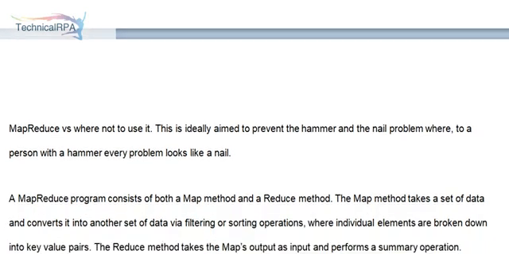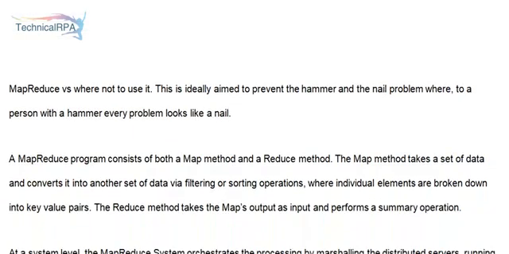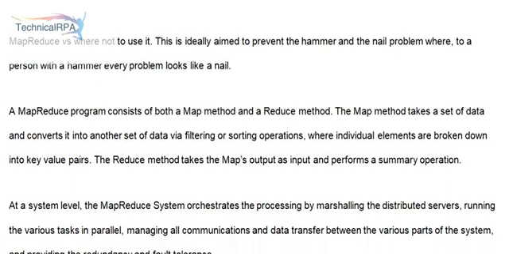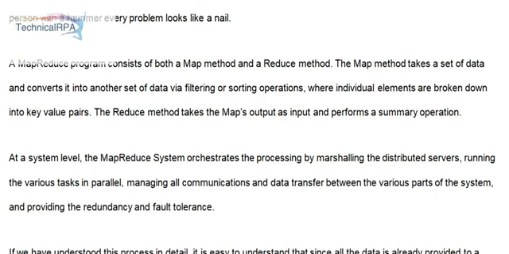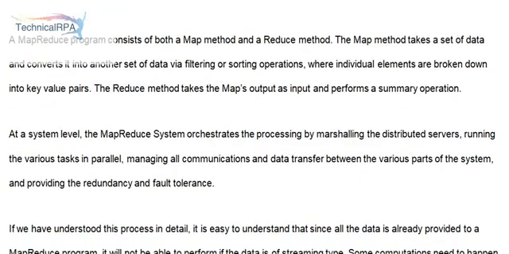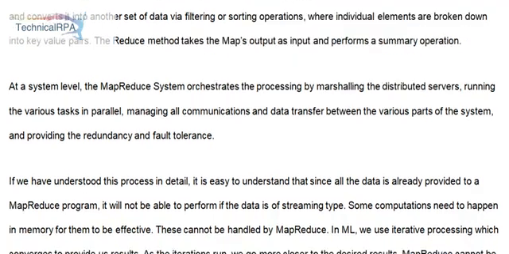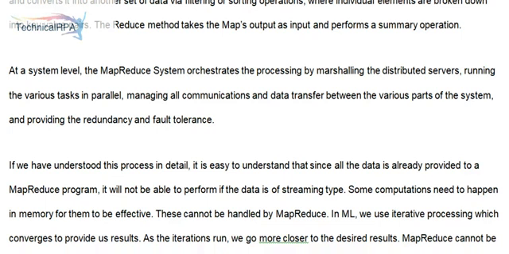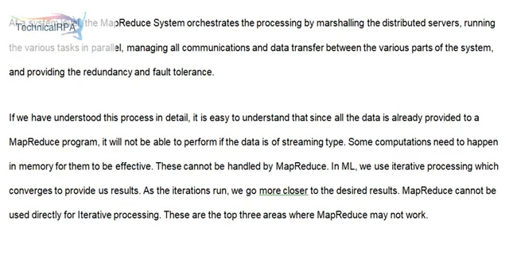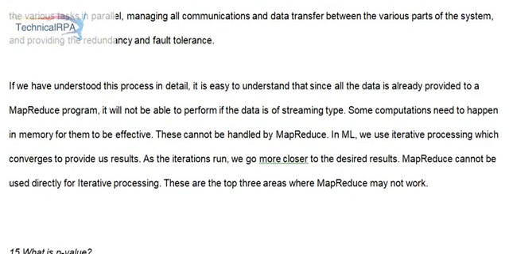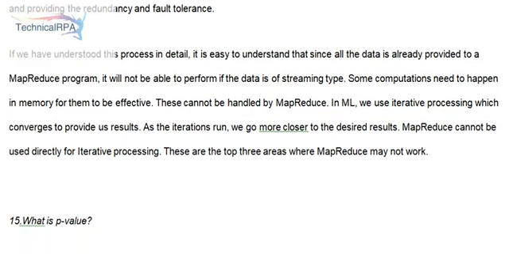A MapReduce program consists of both the map method and the reduce method. The map method takes a set of data and converts it into another set of data via filtering or sorting operations, where individual elements are broken down into key-value pairs. The reduce method takes the map's output as input and performs a summary operation. At a system level, the MapReduce system orchestrates the processing by marshalling the distributed servers, running the various tasks in parallel, managing all communications and data transfer between the various parts of the system, and providing redundancy and fault tolerance.